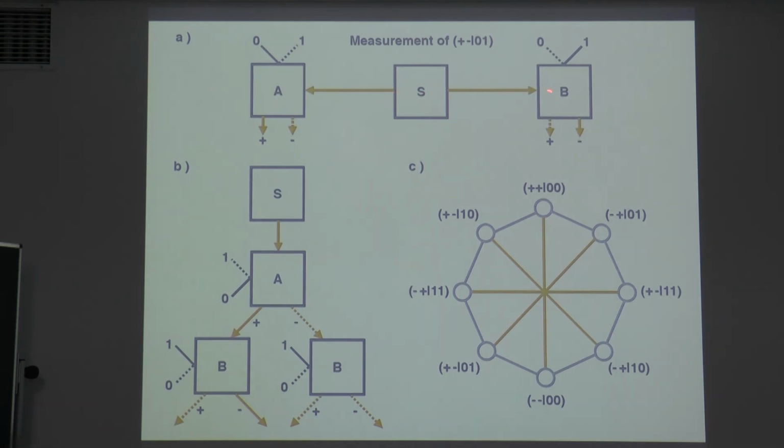The original CHSH scenario is the following. You have some source that emits two particles, so two qubits. One qubit goes to Alice, one goes to Bob. So you have an obvious separation of these two degrees of freedom, A and B. Alice can choose whether to measure A0 or A1. Bob can choose whether to measure B0 or B1, and there are two outcomes, which I'll denote by plus and minus.